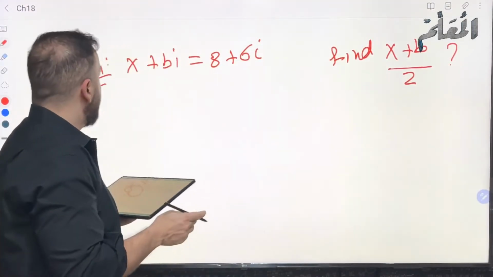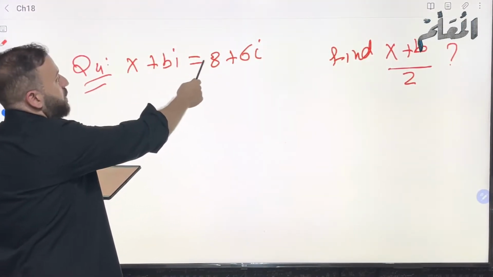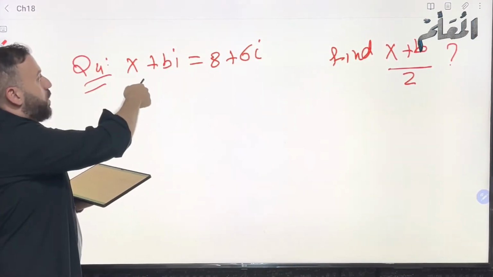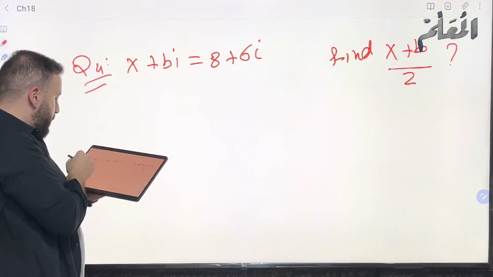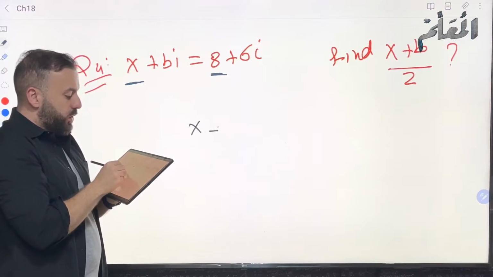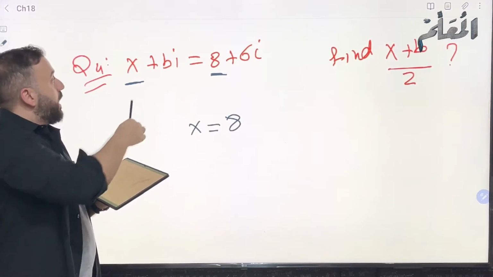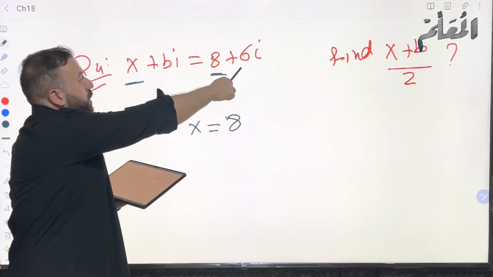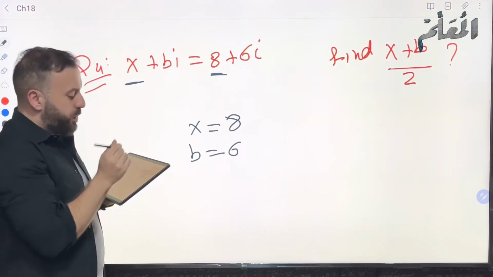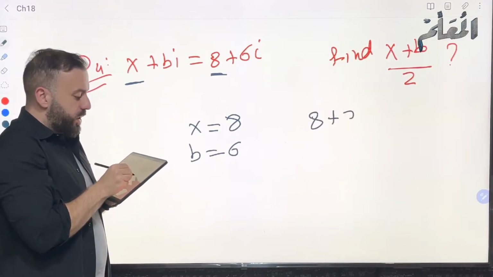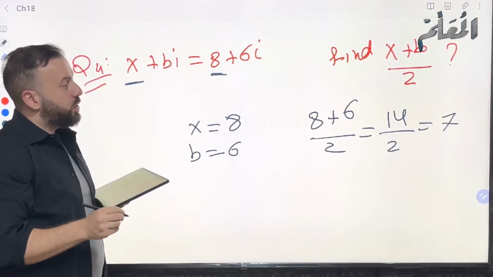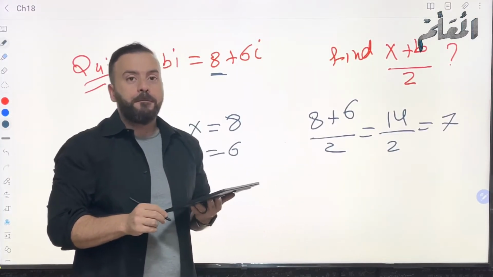Okay, question 4. If x plus bi is equal to 8 plus 6i, what's the value of x plus b over 2? Since this is a real number and this is also a real number, x is equal to 8. And since this is an imaginary number and this is an imaginary number, b is equal to 6. So x plus b over 2 is 8 plus 6 over 2, that's 14 over 2, and that's equal to 7.